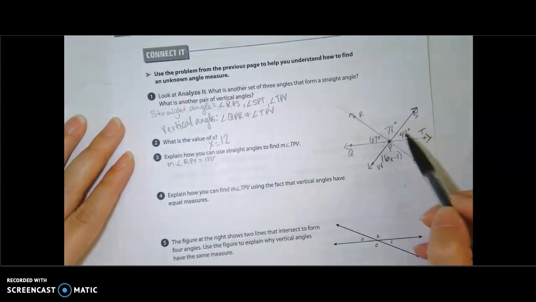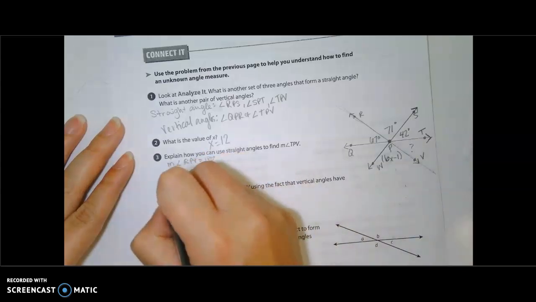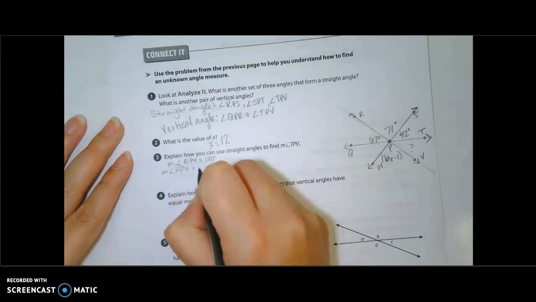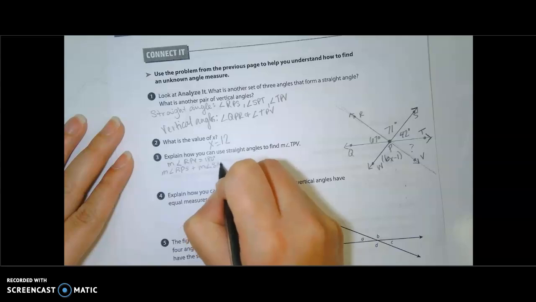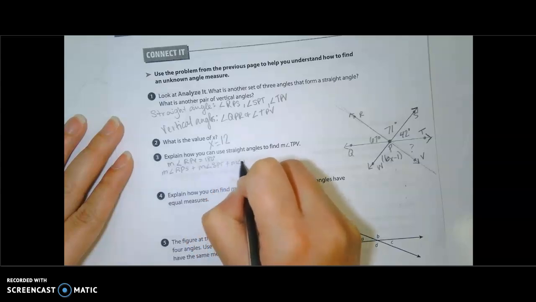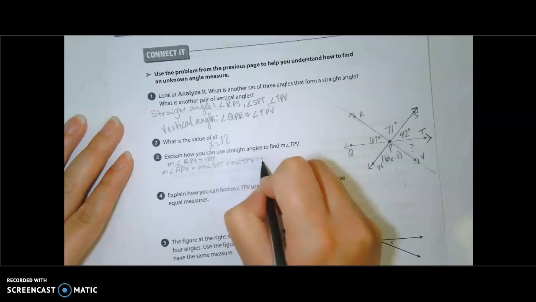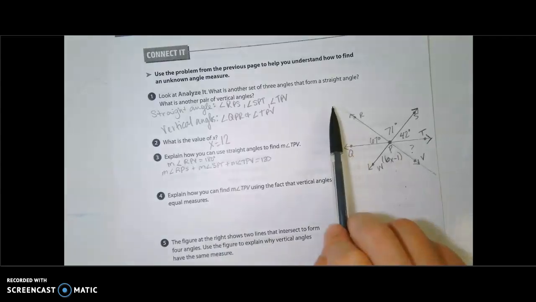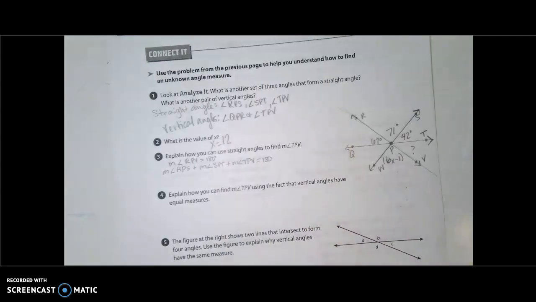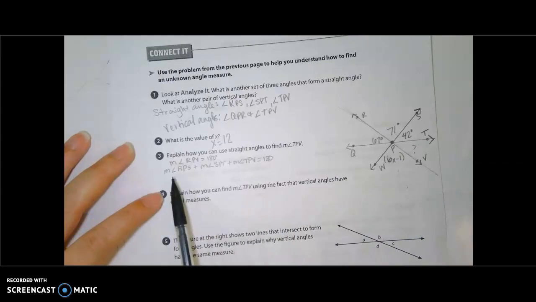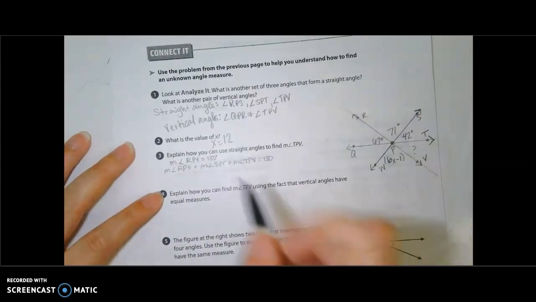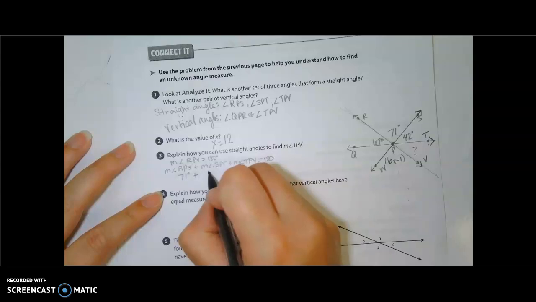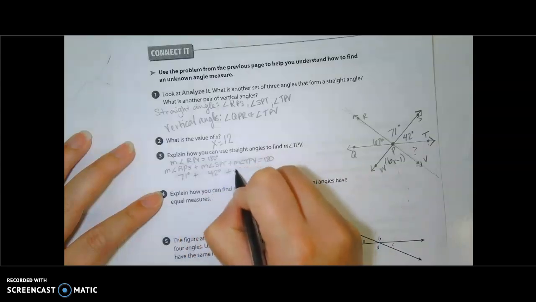I know that these 3 angles create that angle. So I'm now going to say that the measure of angle RPS plus the measure of angle SPT plus the measure of angle TPV equals 180 degrees because these 3 angles create that straight line. From there, I'm going to plug in what I know. So I know that RPS is 71 degrees. I know that SPT is 42 degrees. I don't know this one.